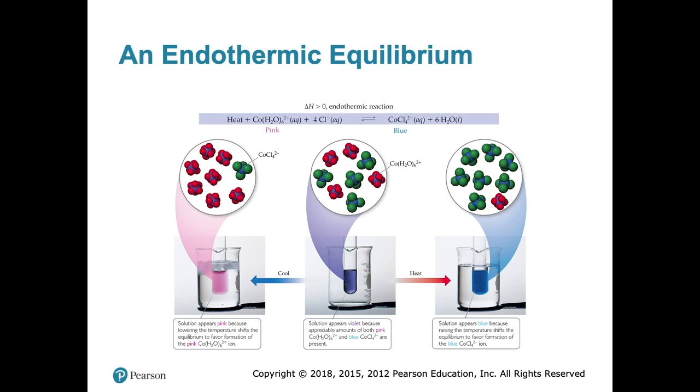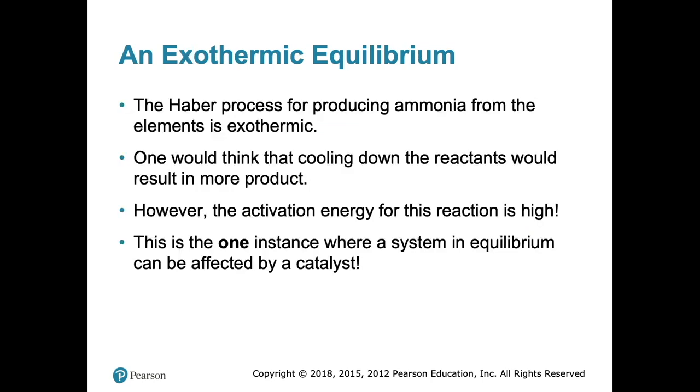So let's talk about an exothermic reaction, right? If you remember the Haber process in producing ammonia, that's an exothermic process. In fact, many of the reactions we talk about are exothermic. They cause some kind of explosion, some kind of heat or light is radiated. One would think that cooling down the reactants would result in more product. However, the activation energy for this reaction is high, so this is the one instance where the system in equilibrium is affected by a catalyst, right?